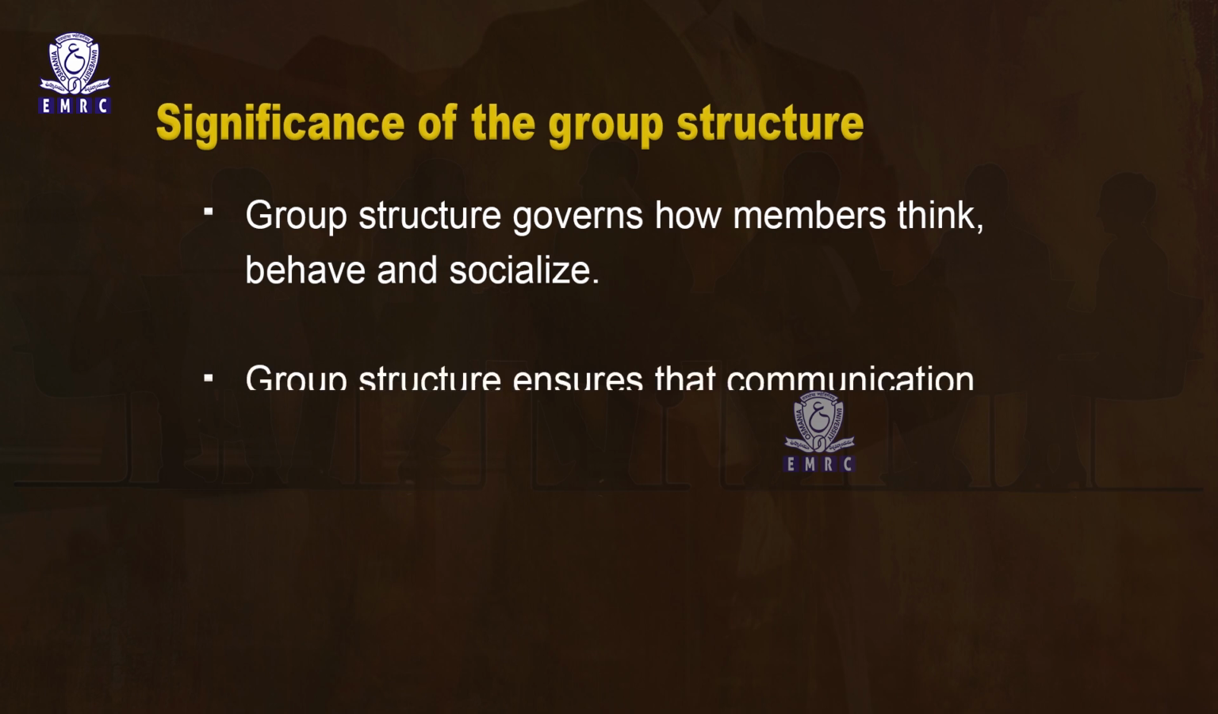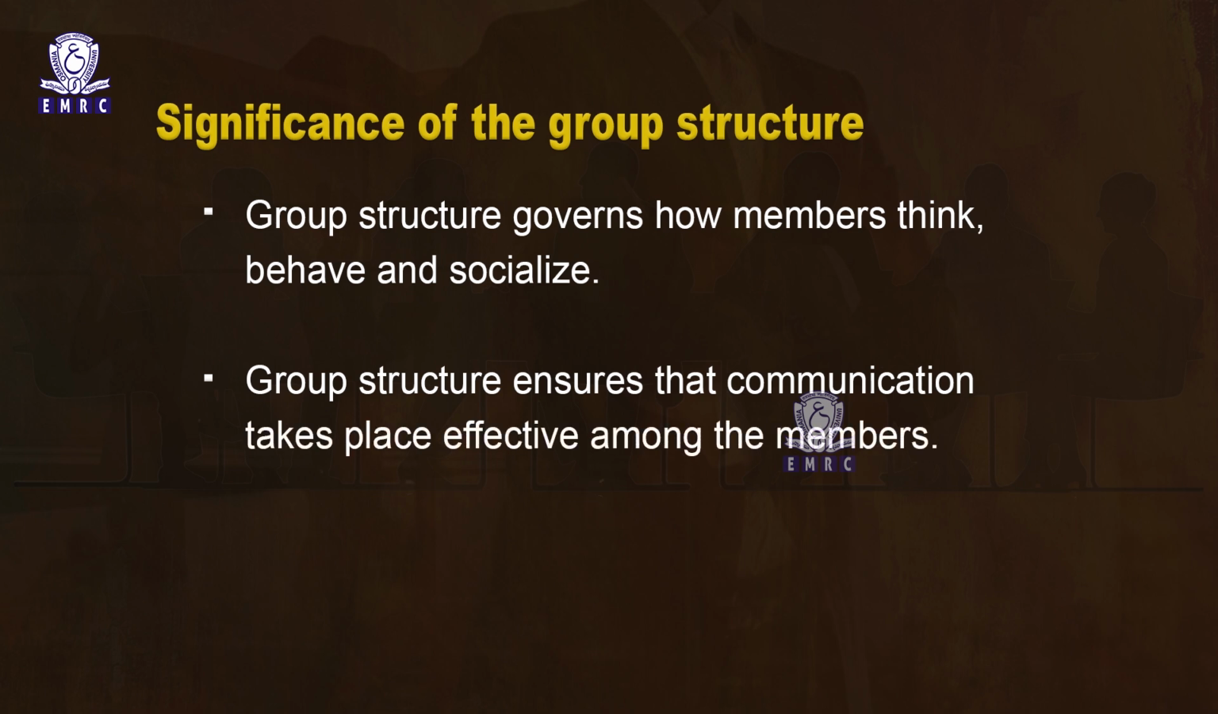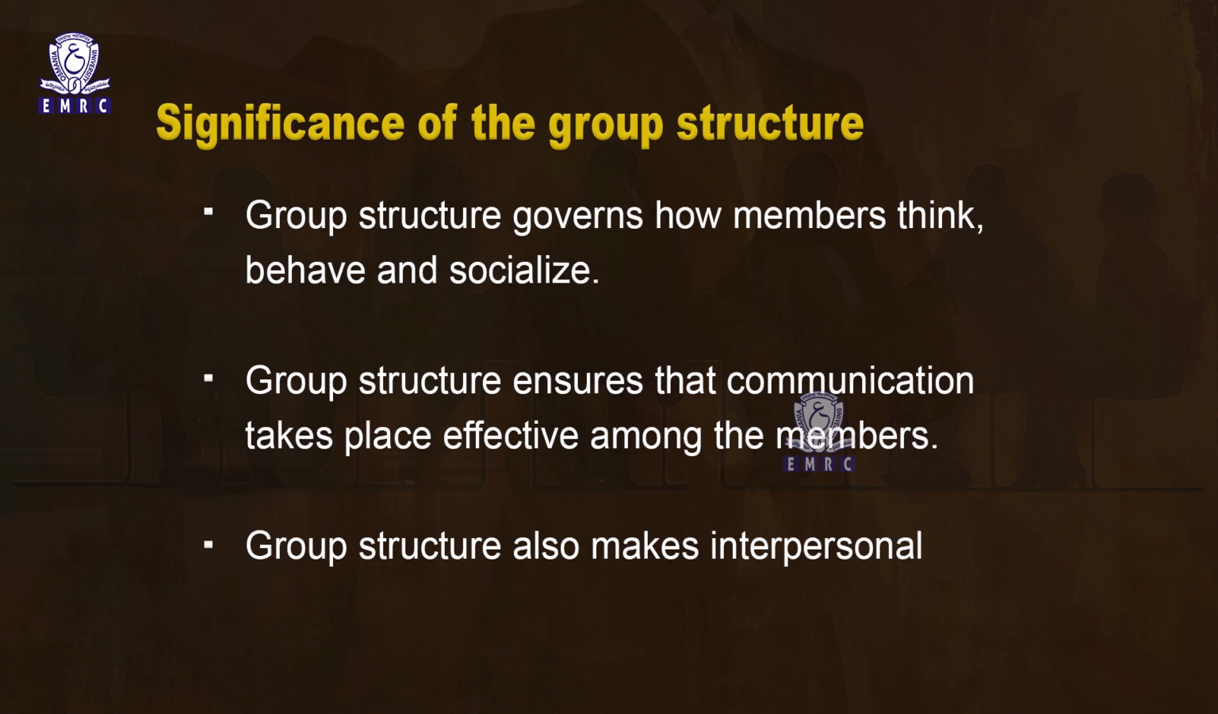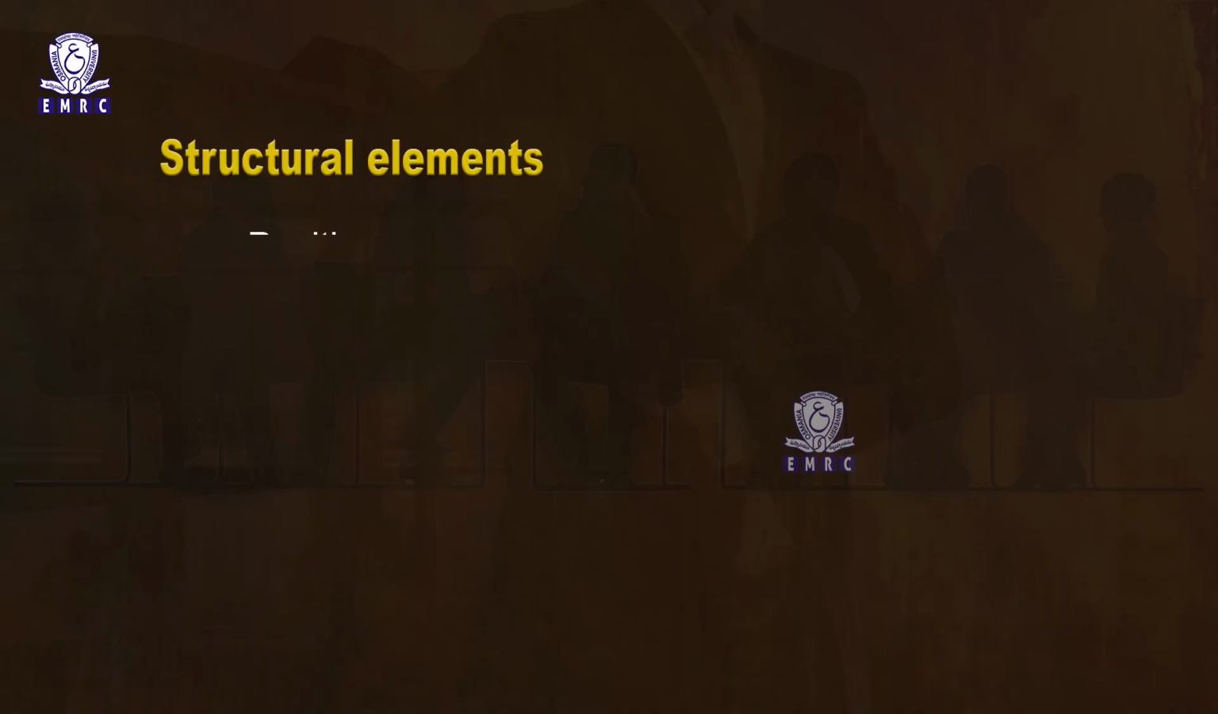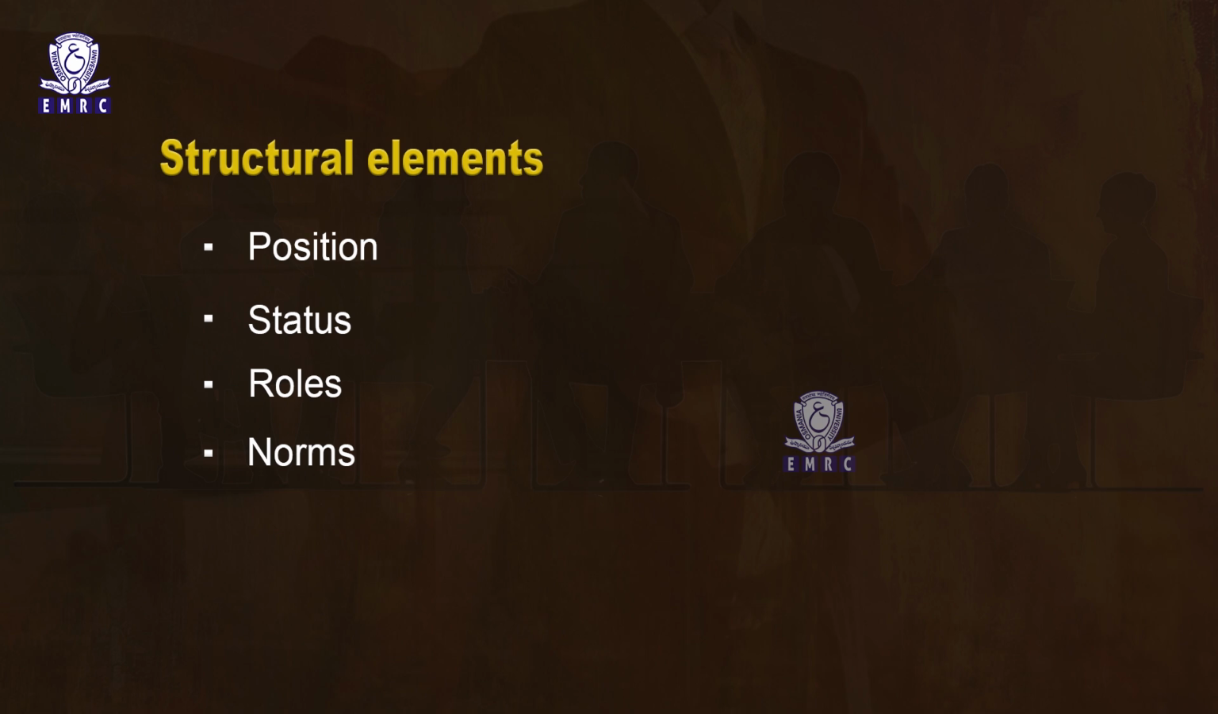Group structure ensures that communication takes place among the members effectively, because there is a hierarchy built, there is clarity about who would communicate with whom. And group structure also makes interpersonal situations predictable. Now let's see what structural elements are and how these elements shape a group structure. There are 4 elements, or I would say components of group structure, and these are position, status, roles and norms. These concepts might be overlapping, but you have to go through the concepts clearly to understand.